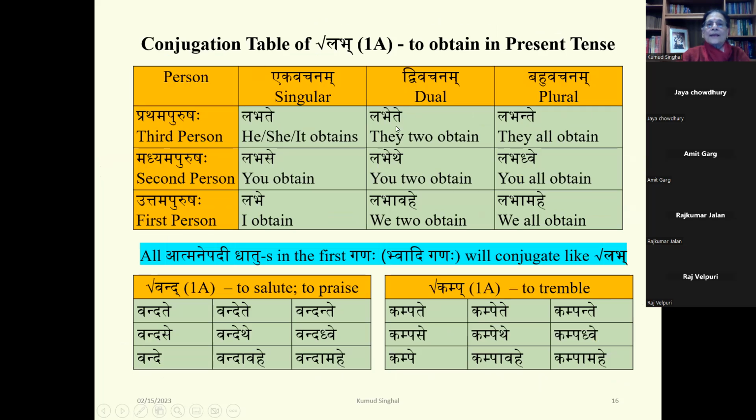So again, like lab, it is the same: it obtains, they two obtain, and so on. And again, all atmane padi dhatus in the first gana will conjugate like lab. For example, vand, to salute or to praise, is an atmane padi dhatu, and it has the same conjugation: vandate, vandete, vandante, and so on.